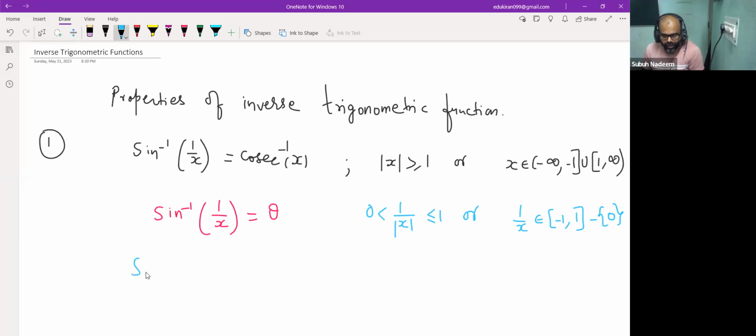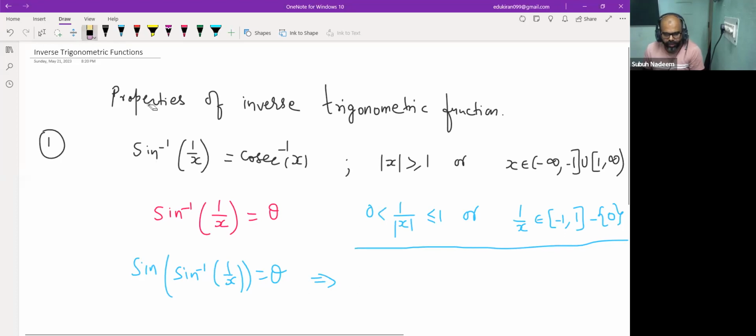So sine inverse 1 by x is equal to theta. So this is the condition here. This would mean that sine will be applied on the right hand side also. So it will be sine theta.